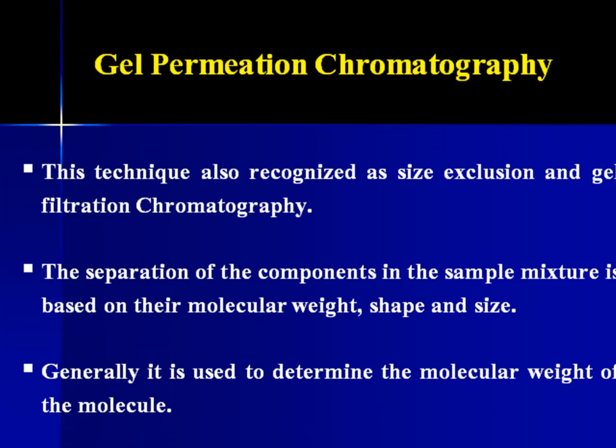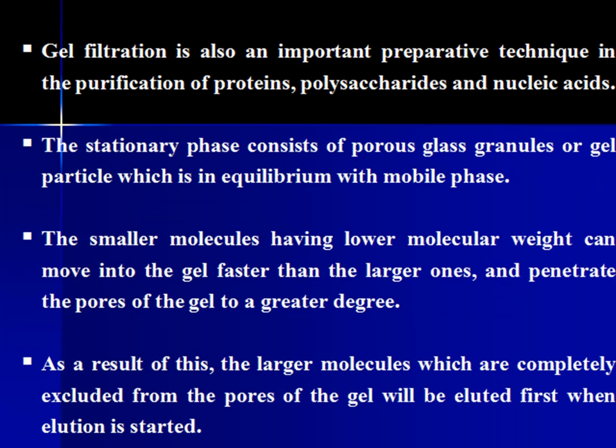Next is gel permeation chromatography. This technique is also recognized as size exclusion and gel filtration chromatography. The separation of the components in the sample mixture is based on their molecular weight, shape and size. Generally, it is used to determine the molecular weight of the molecule. Gel filtration is also an important preparative technique in the purification of proteins, polysaccharides and nucleic acids.